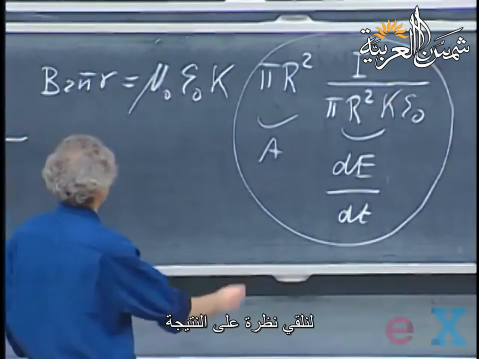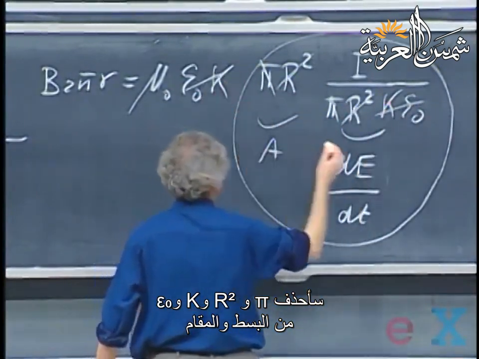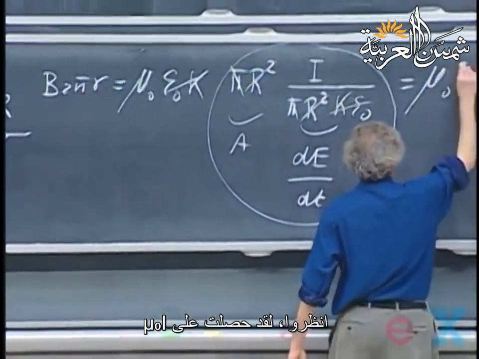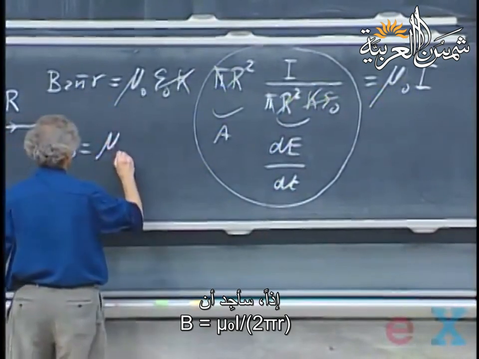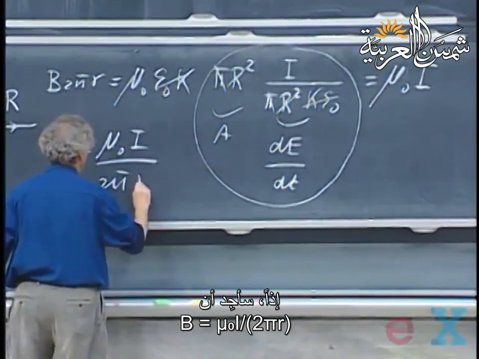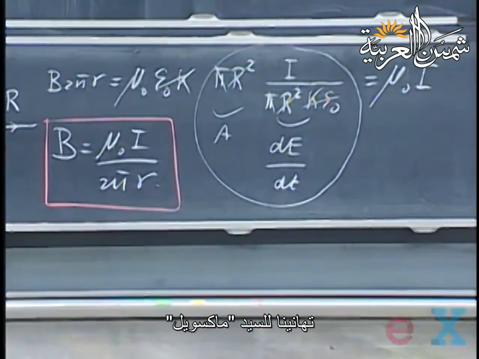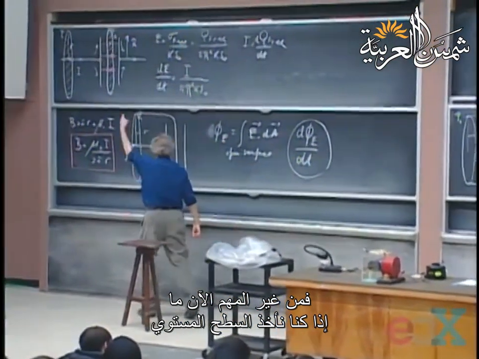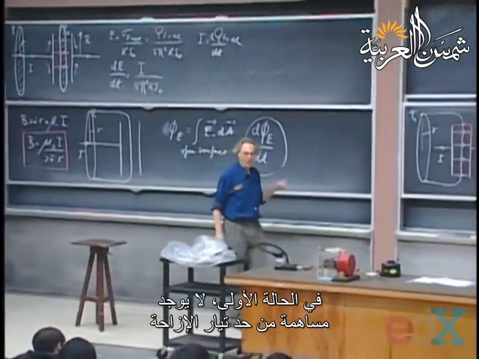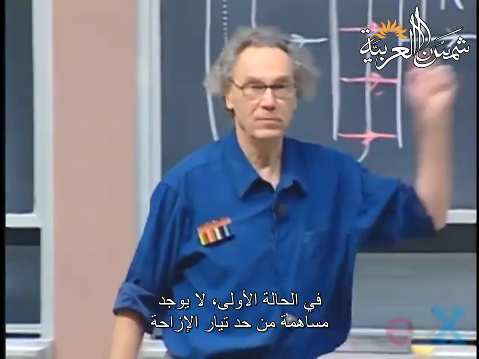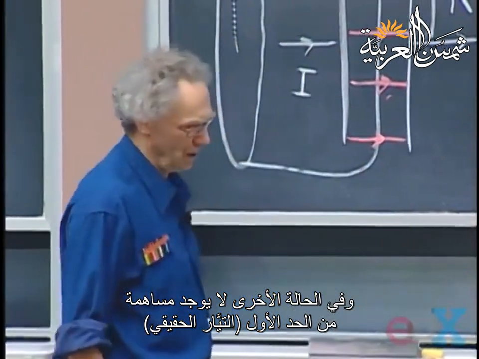Well, let's look at our results. I lose a pi. I lose my R squared. I lose my kappa and epsilon 0. And look what I get. I get mu 0 times I. That is truly amazing. So I find now that B equals mu 0 times I divided by 2 pi little r, which is exactly what we had before. Hooray for Mr. Maxwell. Because now it doesn't matter anymore whether you take the flat surface or whether you take the bagged surface. You now get the same answer. In one case, there is no contribution from the displacement current term, and in the other case, there's no contribution from the first term, the real current.